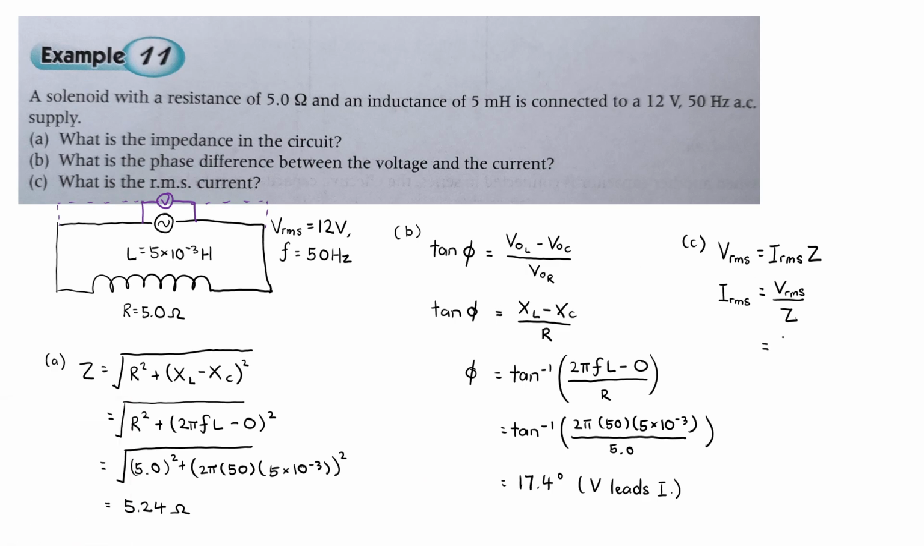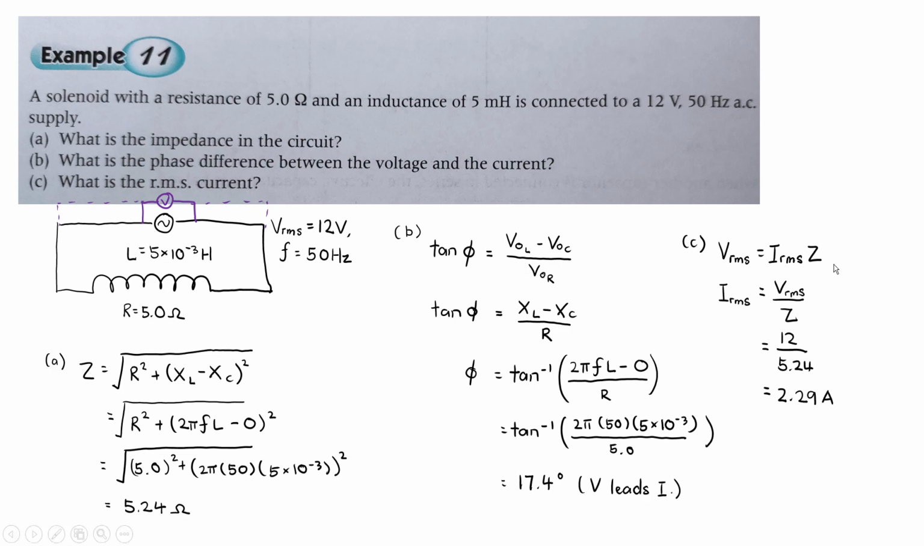Okay, so let's continue and try to determine this. So VRMS, we know that it's 12 volt. Then the impedance we learned from just now is 5.24. So from here, if you do our calculation, we find that our IRMS current to be equal to 2.29, and the unit should be ampere. Okay, so definitely the formula will make things a bit easier for you because yeah, it's just direct substitution.